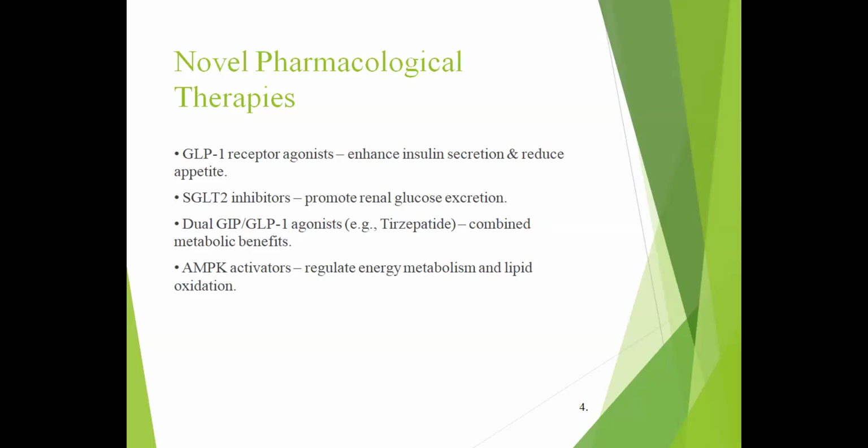Second is SGLT2 inhibitors. The examples of SGLT2 inhibitors are dapagliflozin and empagliflozin. What it does, it promotes renal glucose excretion. So the glucose level will go down in the blood, with glucose excretion in urine. Next is dual GIP and GLP-1 agonist. The example is tirzepatide, and it works in various mechanisms. Last is AMPK activators, which is metformin, which I have already discussed.